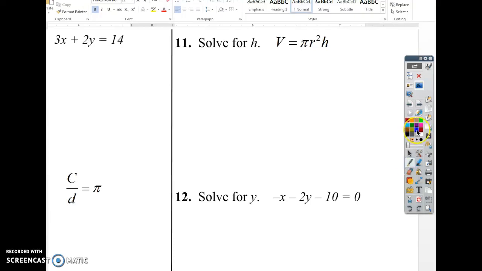Okay, so number 11 on the back, it actually tells you what you're solving for. So you need to be asking yourself what's happening to the h here. The h is being multiplied by pi r squared. So when you write your table, see, it is being multiplied. They're all together, so it's multiplication, multiplied by pi r squared. So just do it all together.